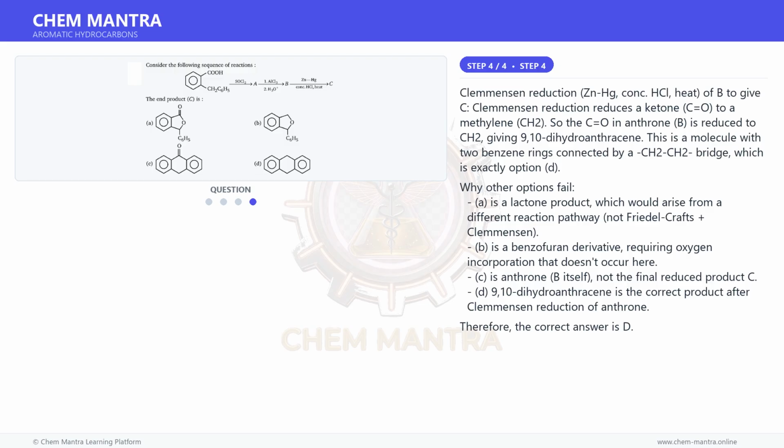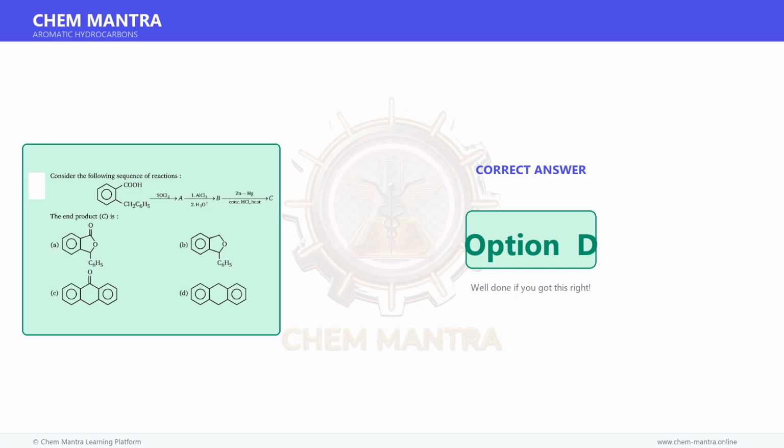Why other options fail? A is a lactone product, which would arise from a different reaction pathway, not Friedel-Crafts plus Clemmensen. B is a benzofuran derivative, requiring oxygen incorporation that doesn't occur here. C is anthrone, B itself, not the final reduced product. D, 9,10-dihydroanthracene, is the correct product after Clemmensen reduction of anthrone. Therefore, the correct answer is option D.